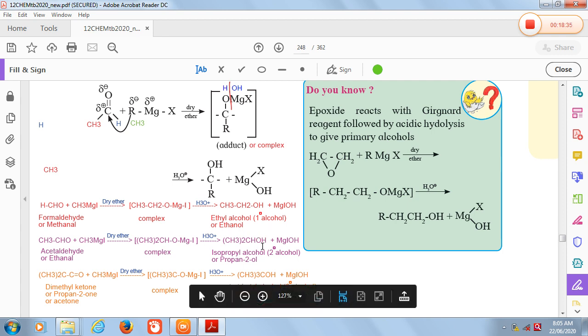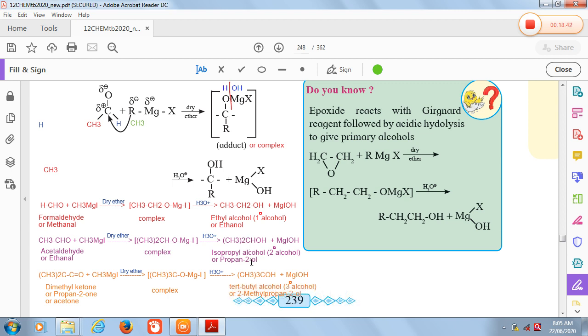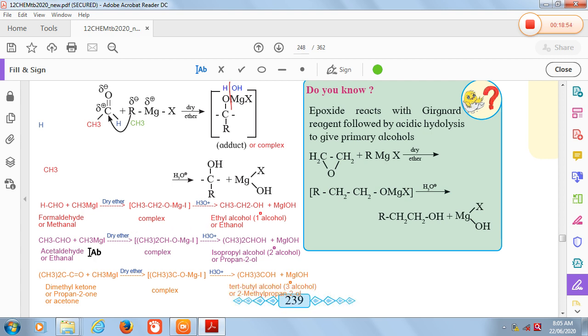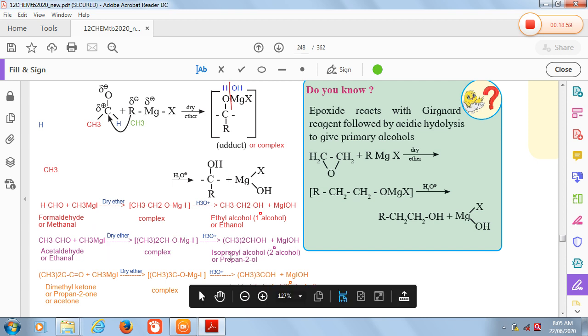because your OH carbon is attached to two methyl groups, and the IUPAC name is propan-2-ol. So it is a secondary alcohol. So when formaldehyde reacts with Grignard reagent, it gives primary alcohol, and any other aldehyde reacting with Grignard reagent gives secondary alcohol. You can try for another aldehyde. In that case also you get secondary alcohol. That means OH is attached to that carbon which is attached to two different carbons.